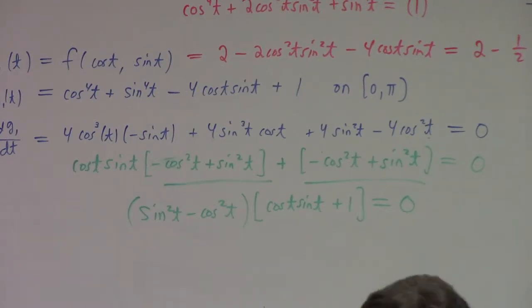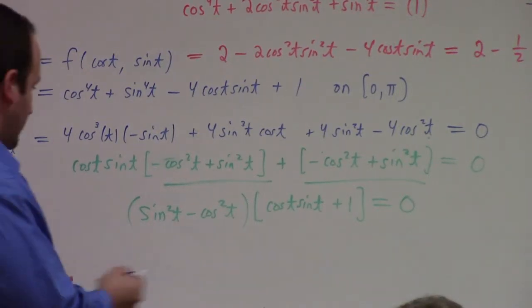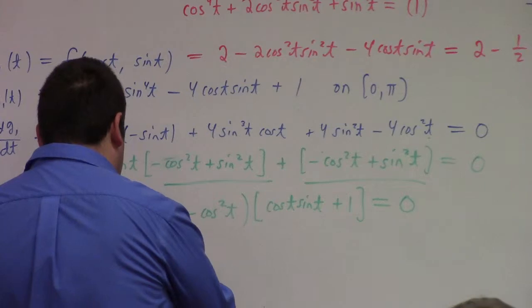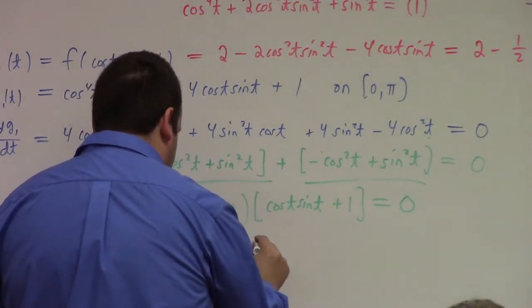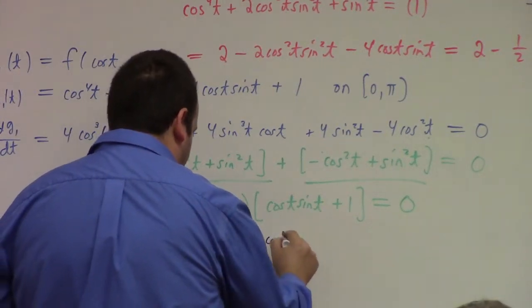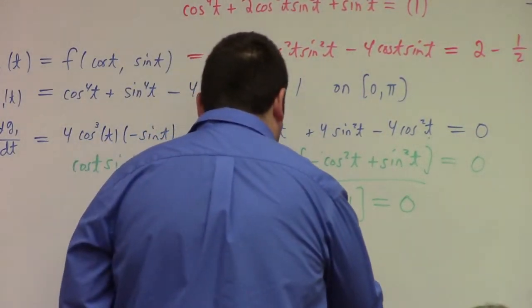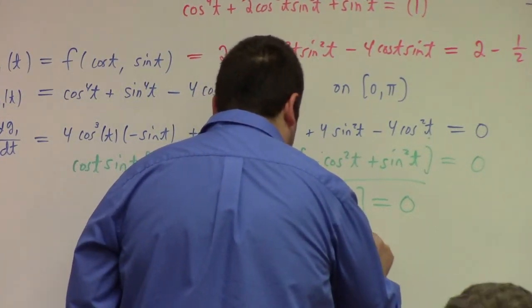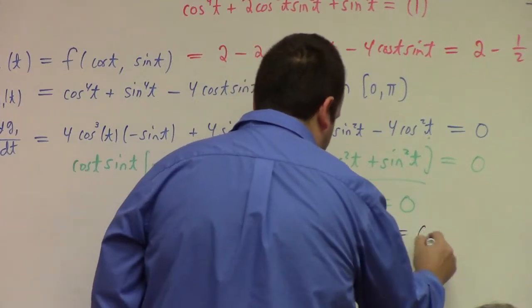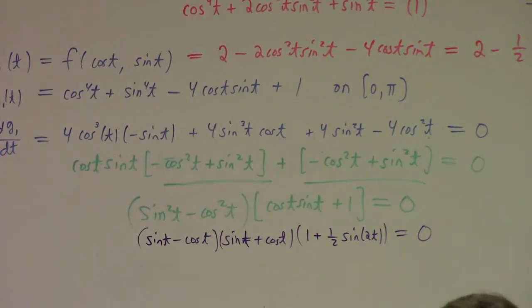I have this nagging suspicion that Lagrange multipliers would have been way easier on this. Now, what happens, right? Well, this is sine t minus cosine t times sine t plus cosine t, right? Times, that's really 1 plus 1/2 sine 2t. And those you can solve.